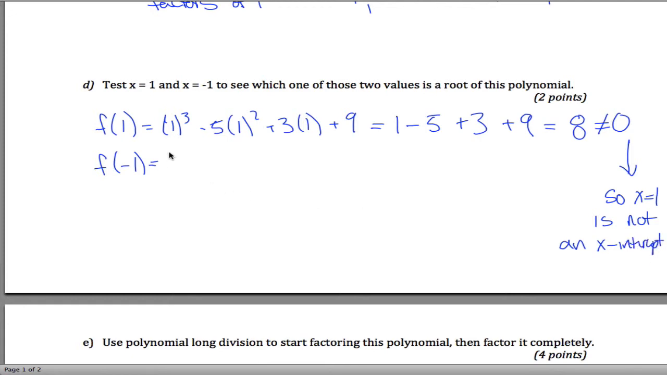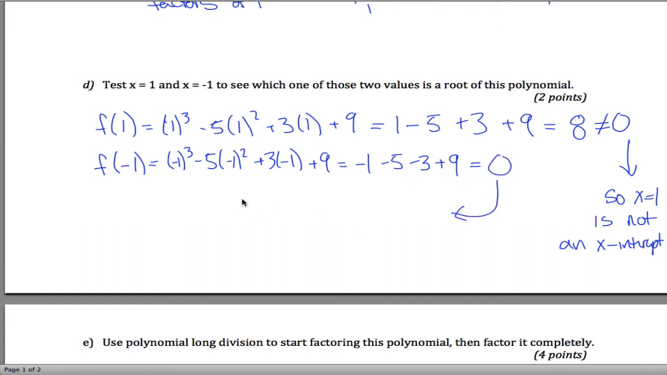However, if we figure out f of negative 1, it would be negative 1 cubed minus 5 times negative 1 squared plus 3 times negative 1 plus 9, which is negative 1 minus 5 minus 3 plus 9. Negative 1 minus 5 is negative 6, minus 3 more is negative 9, plus 9 gives me 0. So x equals negative 1 is an x-intercept.